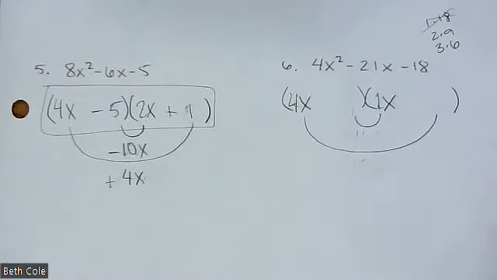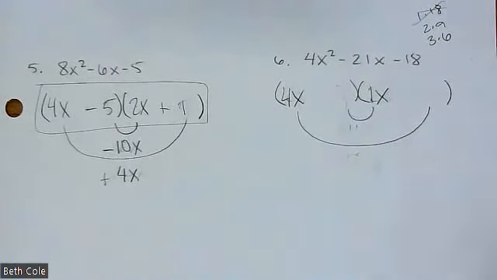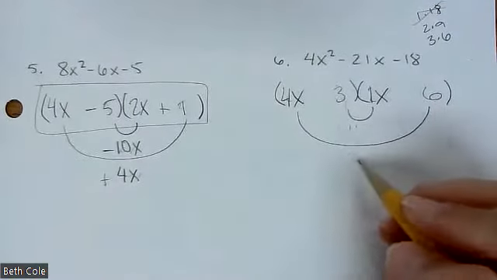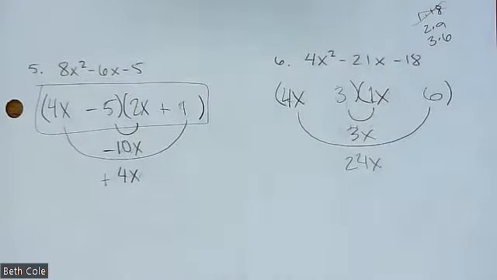Now the order actually does make a difference because these aren't the same thing. 3 and 6? You want the 3 here? Okay, let's see what happens. Outsides are giving us what? 24. Insides? Will those add or subtract to be 21?